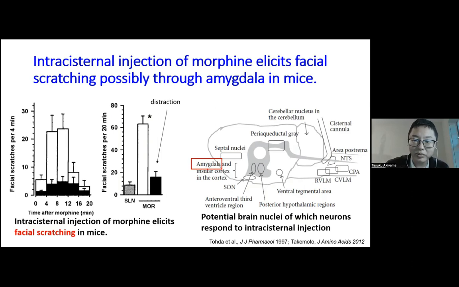One of them is actually the amygdala. So why not inject the MOR agonist into the amygdala to see whether that can induce the itch behavior?